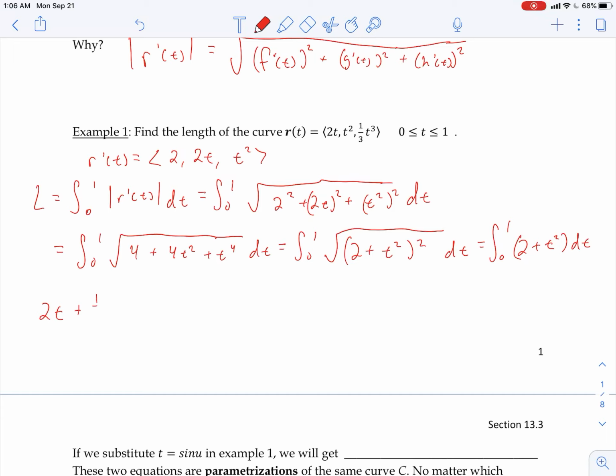Now let's take the integral. The integral of 2 is 2t. The integral of t squared is 1/3 t to the third, going from 0 to 1. Substitute in the 1 and get 2 times 1 is 2, plus 1/3 times 1 to the third power is just 1/3. Minus, plug in 0 for t, which just gives us 0. So 2 plus a third gives us 7/3. And so there's the length of our curve.